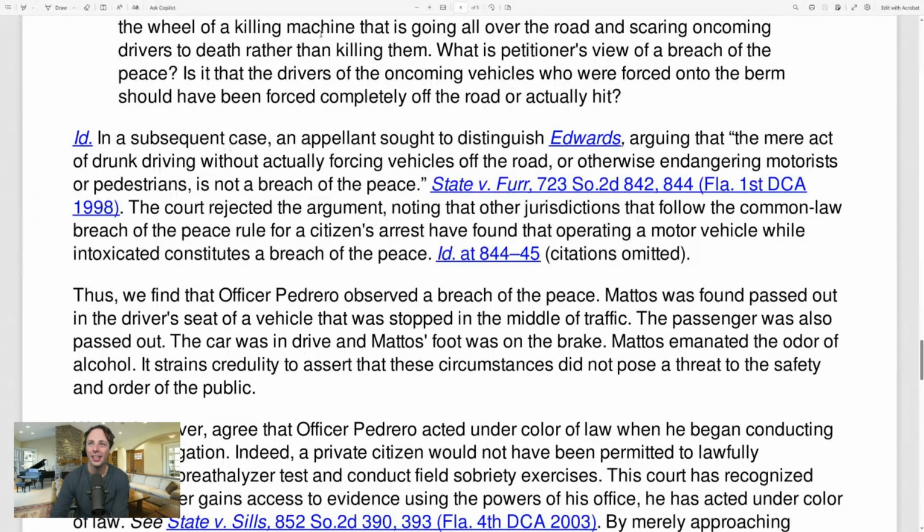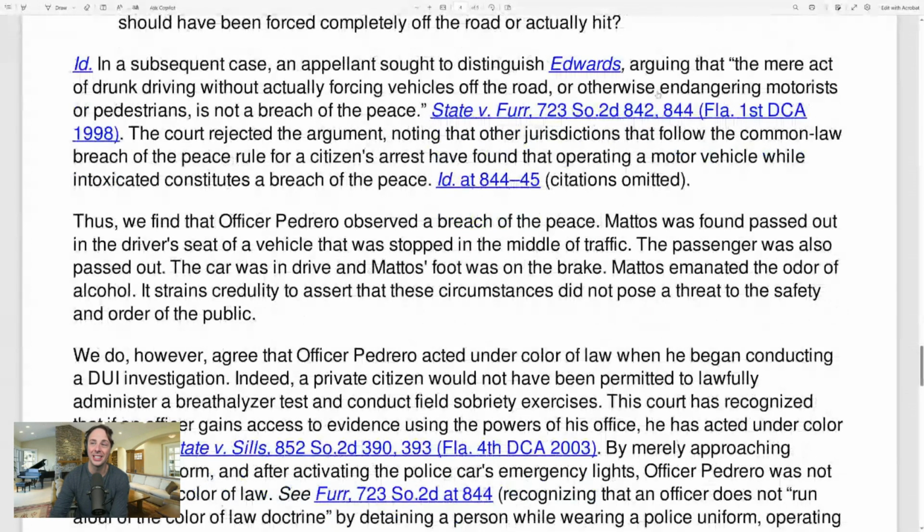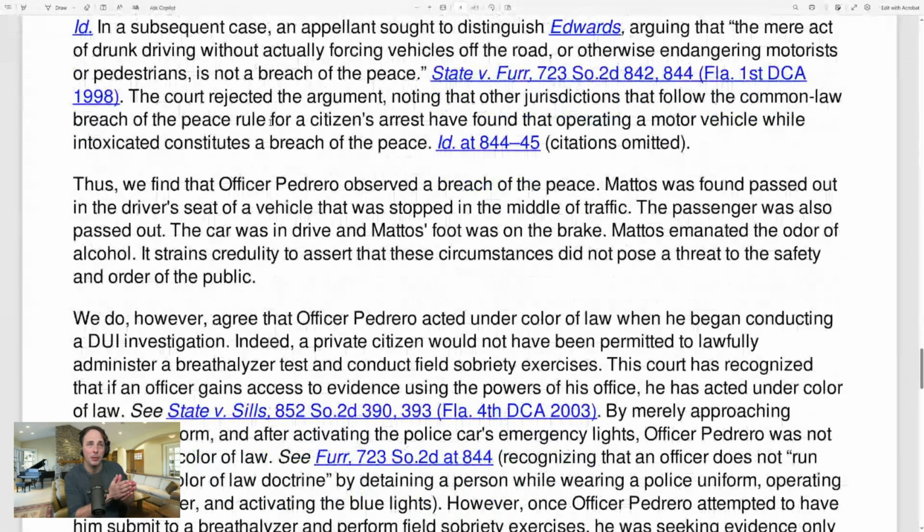So in a subsequent case, an appellant sought to distinguish Edwards, arguing that the mere act of drunk driving without actually forcing vehicles off the road or otherwise endangering motorists or pedestrians is not a breach of the peace, right? So that's interesting. There's one thing to be scaring people on the road because you're driving all over it. That's another to be like, okay, you're drunk, but maybe you're not actually threatening anybody, right? Okay. The court rejected the argument, noting that other jurisdictions that follow the common law breach of the peace rule for citizens' arrest have found that operating a motor vehicle while intoxicated constitutes a breach of the peace.